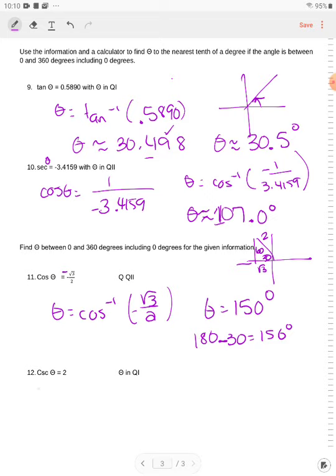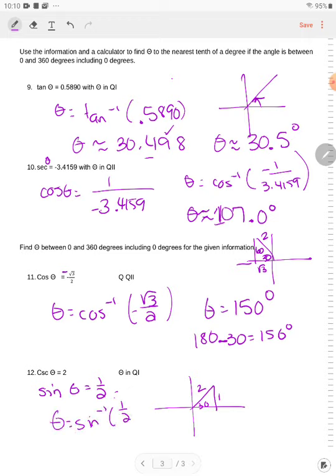the angles are. Okay, so cosecant theta is the reciprocal function of sine. So sine of theta is equal to 1/2. And again, if I know it, and I draw my picture, 1 opposite over hypotenuse, then I know across from the 1 is 30. So theta is equal to sine inverse of 1/2. If you notice, these are exact values. So theta is equal to 30 degrees.